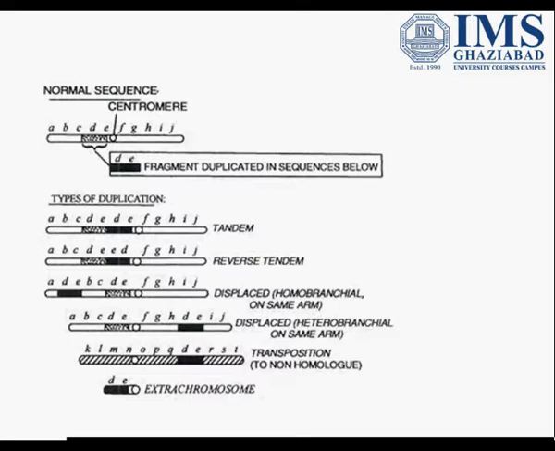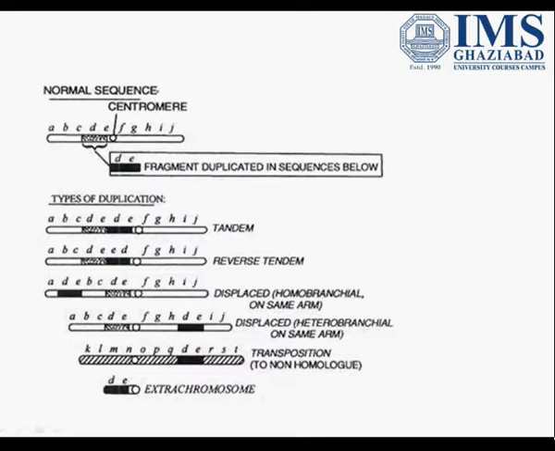Now there is another case which is called reverse tandem. In reverse tandem, you just find out that the normal sequence is A, B, C, D, E, and this ED segment is again added in a reverse order. So it becomes A, B, C, D, E and ED again, and we are having the normal sequence once again. So the ED portion is added in the reverse order. This is called reverse tandem.